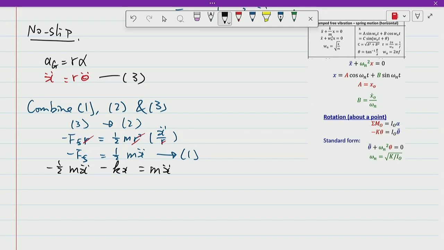Again, we like our standard form. Yeah, this should be cosine. That should be sine. We like our standard form, so divide everything by mass and combine it. We're going to get x double dot plus 2k divided by 3m x equals 0. This is our omega n squared. Don't forget the square, it's not just omega n.